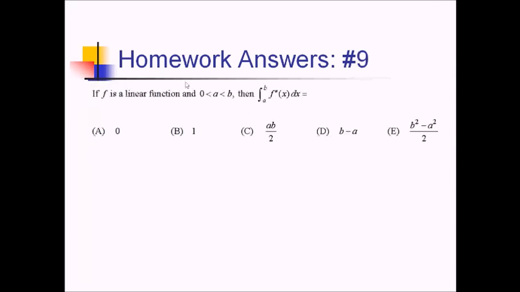For number 9, we're told that f is a linear function such that 0 is less than a is less than b, and we want to figure out the integral from a to b of f double prime of x dx. So using our antiderivatives and integral evaluation theorem, we can write this as f prime from a to b, and then that's just going to be f prime of b minus f prime of a.